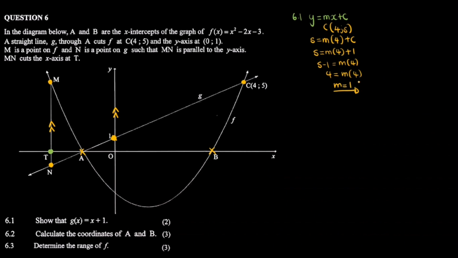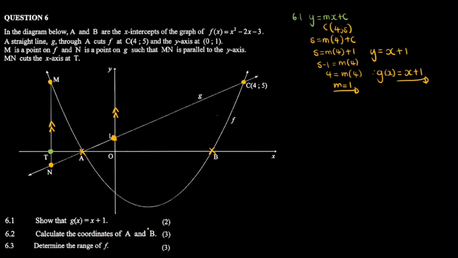Now we can take this gradient and substitute it in this particular equation. So we will have y equals the gradient, which is 1x, plus the value of c, which is 1. Therefore, indeed, the equation of g of x is x plus 1. So this is what we were asked to show in this question for 2 marks.